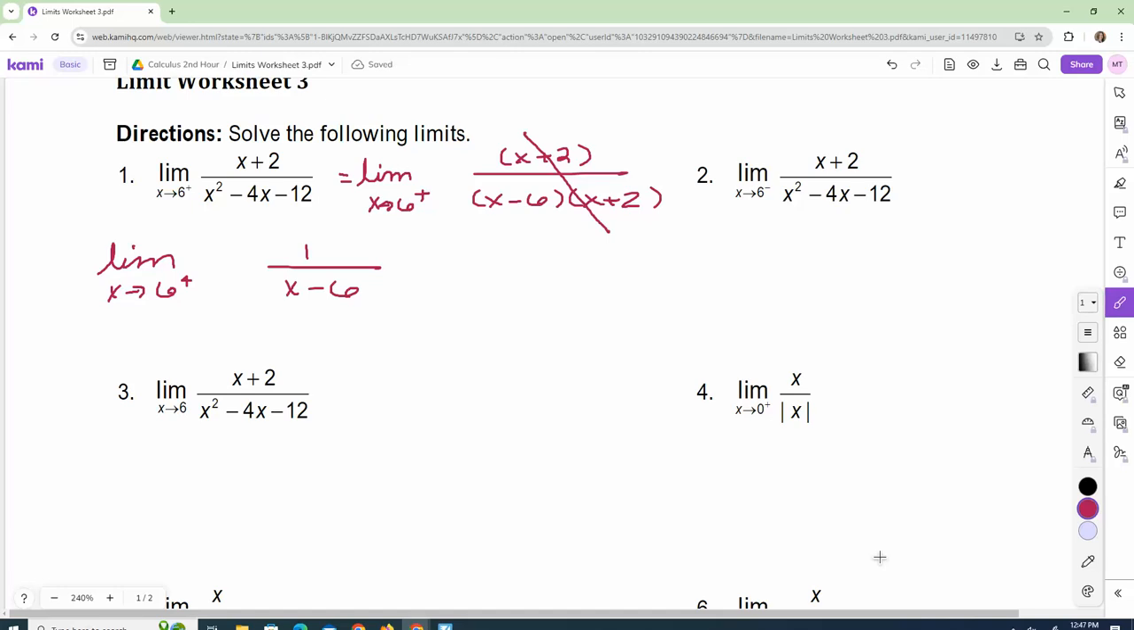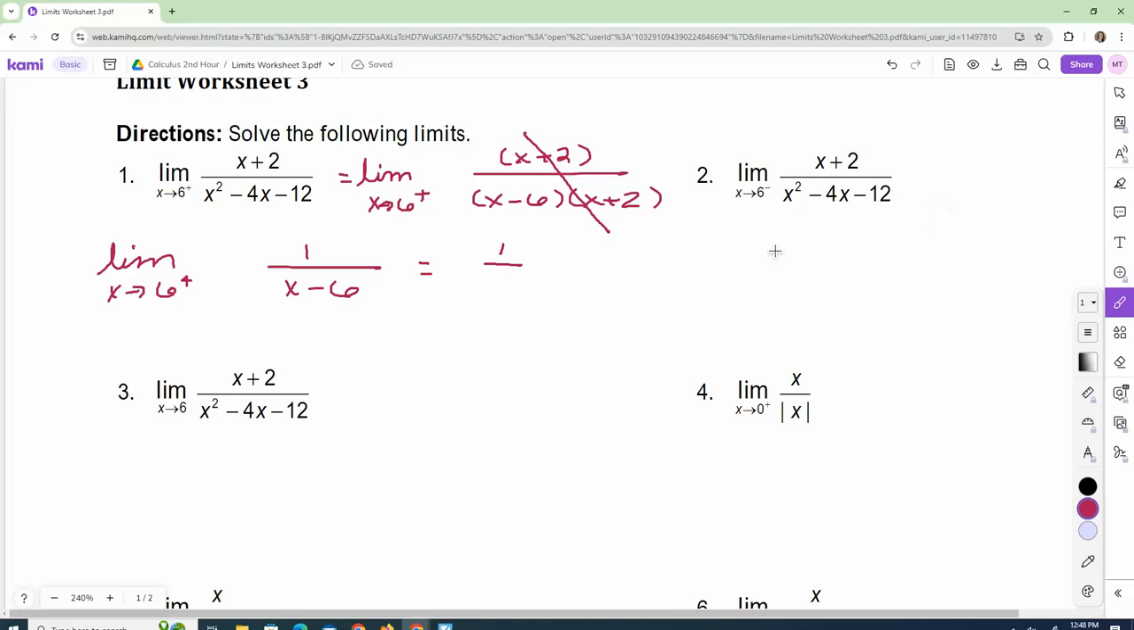No. Okay, but here's where we're going to start being smart. I can't just plug in 6, but I am approaching 6 from the right. So it means we have 1 over something bigger than 6. So 7, 6.5, 6.1. If I do 7 minus 6, 6.5 minus 6, 6.1 minus 6, what is that approaching?